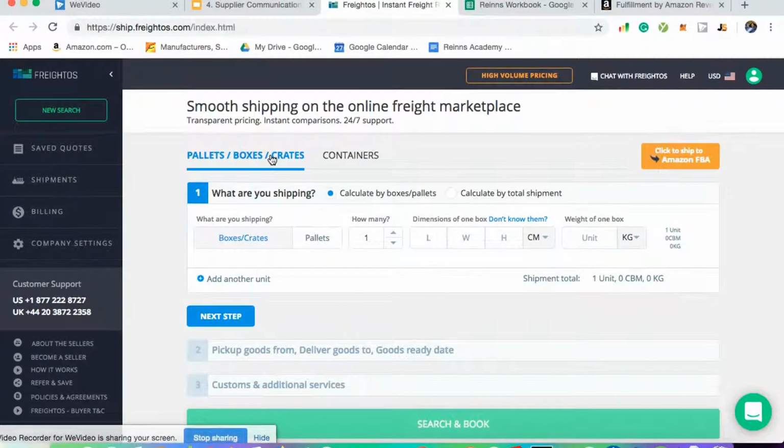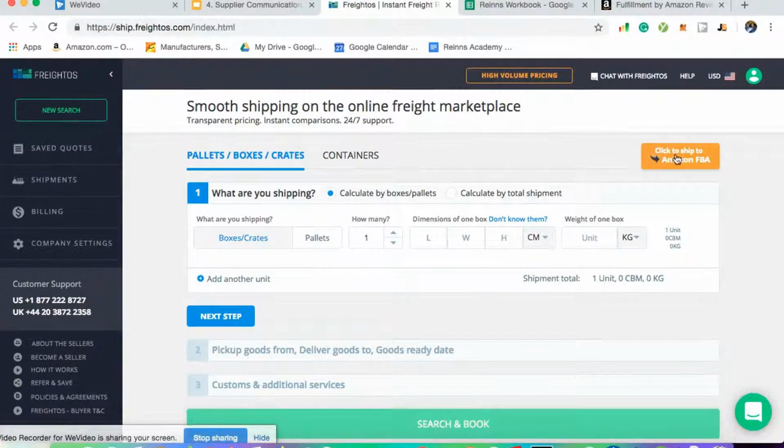But now I want us to focus on the pellets, crates, and boxes, because this is what you're going to be dealing with for your first inventory and all that. So number 2, you will see it says click to ship to Amazon FBA.